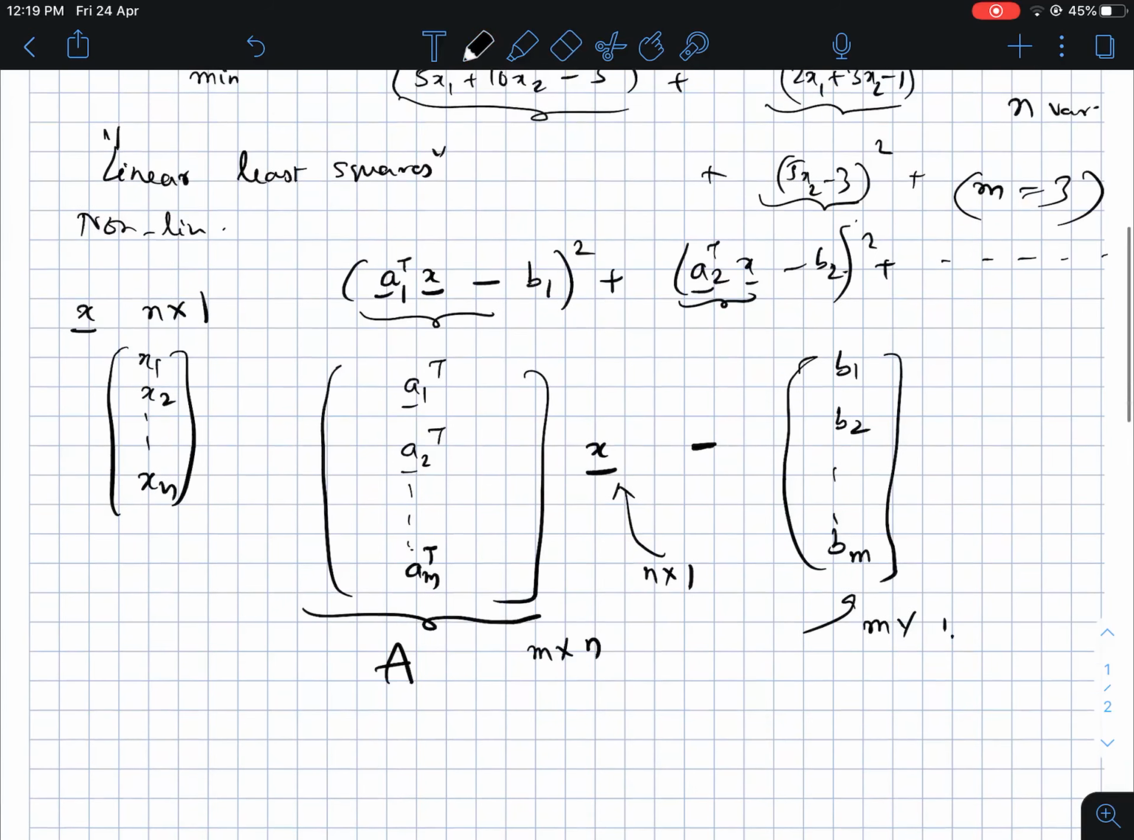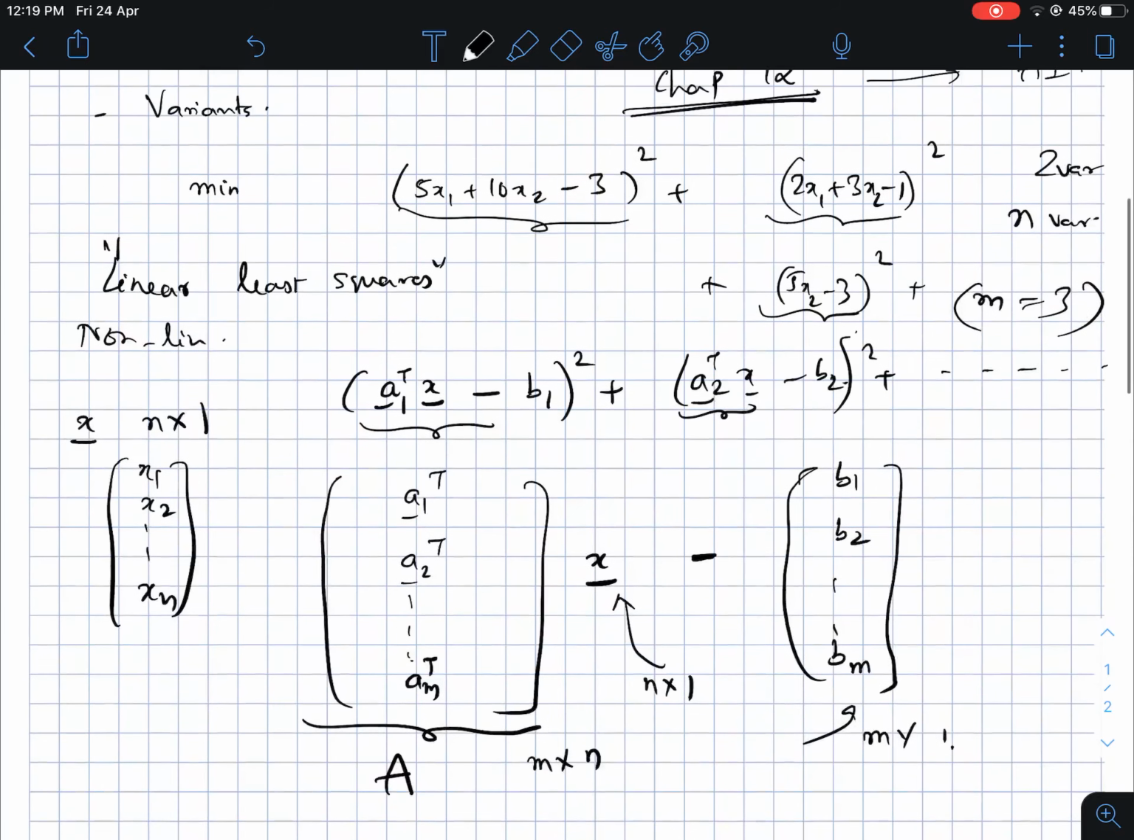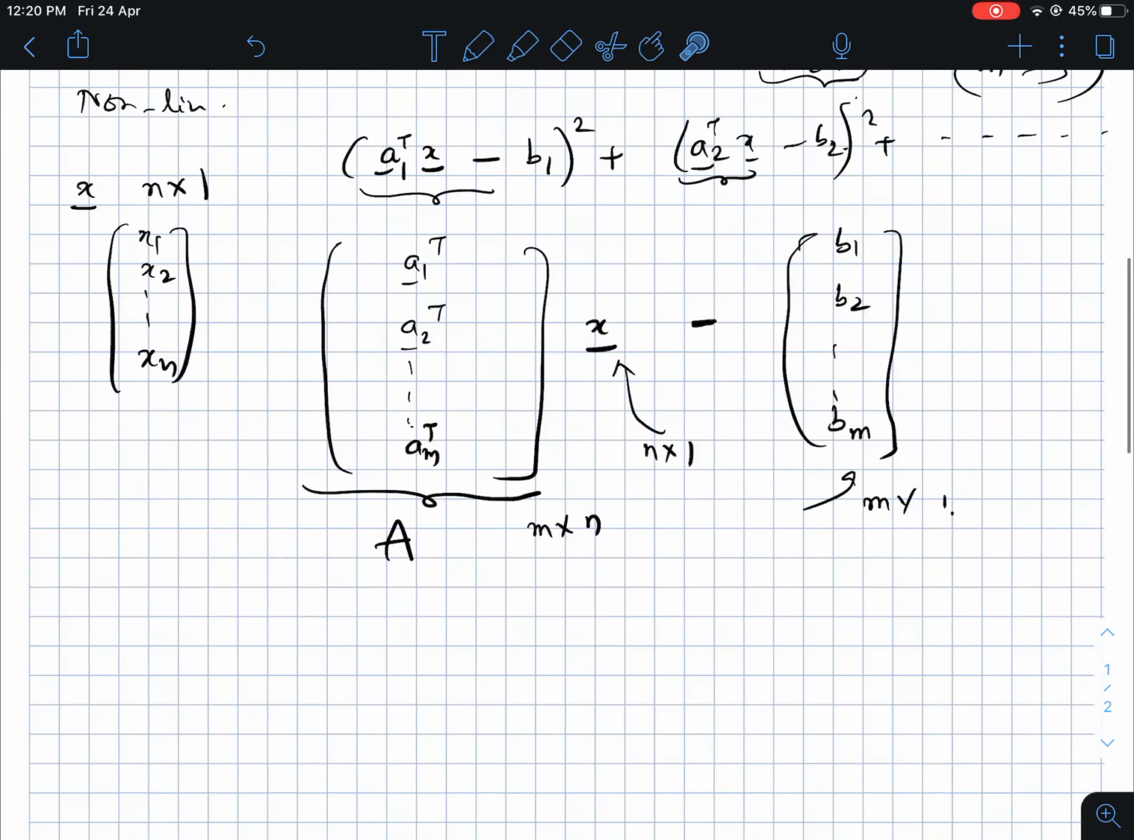What I'm trying to say here is that the first term in this expression is essentially the first term in this overall vector. The second term here is the second term in this vector. You can see the first term is a1 transpose x minus b1. The second term will be a2 transpose x minus b2. So basically what you are doing when you're computing this overall summation is you're taking the norm of this vector. You are trying to construct the norm of Ax minus b whole square. This is the 2-norm square. So that's basically the main idea.